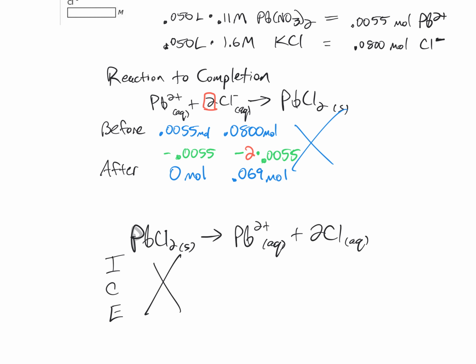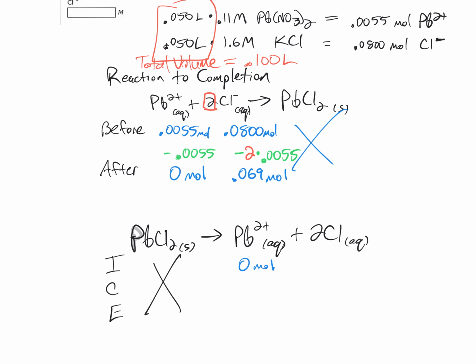So we'll pull down the numbers that we had worked out. In the case of lead-2 ions, at the end of the reaction to completion, we had 0 moles. But then to get a concentration, we have to divide that by the total volume. Well, the total volume can be found by adding the individual volumes of the two solutions that were originally mixed together. So 0.05 plus 0.05 will give us 0.1 liters.